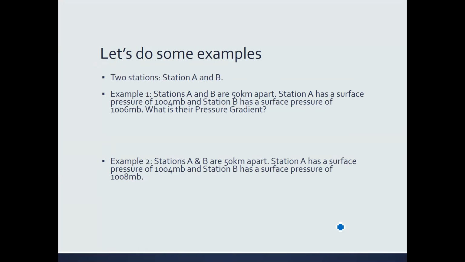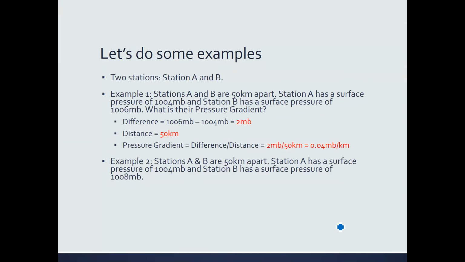Well, the first thing you'd want to do is calculate the difference. The difference in this case is 1,006, that's the higher pressure, minus 1,004, that's the lower pressure: 2 millibars. The next thing you'd want to do is determine the distance. Well, I say it right here: Stations A and B are 50 kilometers apart. Finally, the pressure gradient is simply 2 divided by 50, or 0.04 millibars per kilometer.